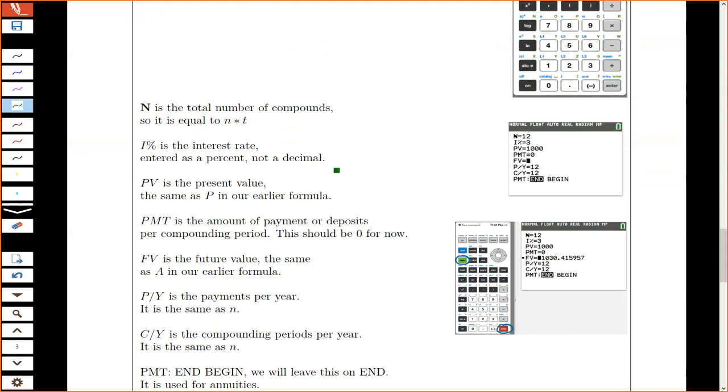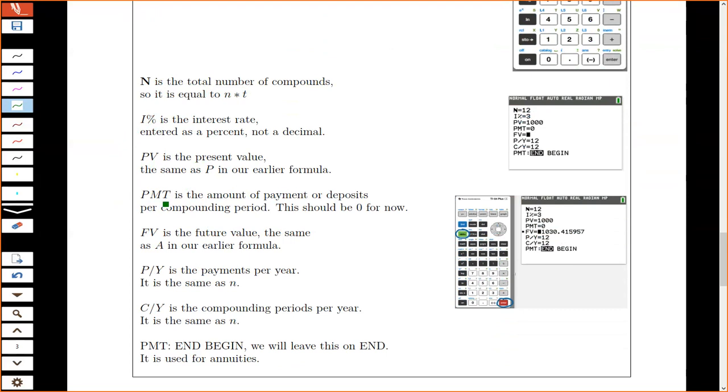Okay, so we'll go through an example in a second. The other big difference is that the interest rate says I%. It's actually asking you to enter it as a percent, not as a decimal. So if it's 3%, you would leave it as 3 and not put in 0.03. It says PV instead of P, for present value instead of principal, same idea. PMT stands for payment. When we start talking about things where we're depositing payments or making monthly payments, we'll do that. But for now, that's just going to be 0. And FV is the future value. In our formulas, we used A for amount, but it's the future value, same thing.